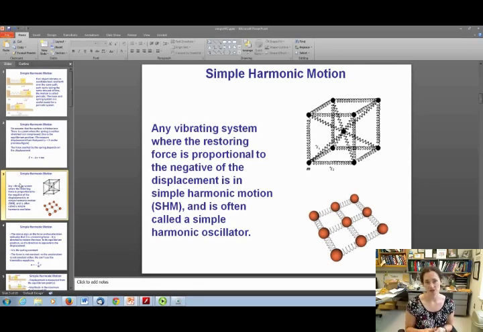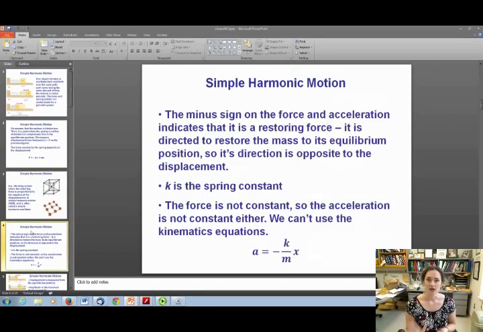We're going to call any vibrating system where the restoring force is proportional to the negative of the displacement simple harmonic motion, and call this system the simple harmonic oscillator. Now, F is equal to minus kx. The minus sign on the force, and because it's on the force on the acceleration, indicates that it's a restoring force. The direction of it always restores that mass back to the equilibrium position. So the direction is opposite to the direction of the displacement.